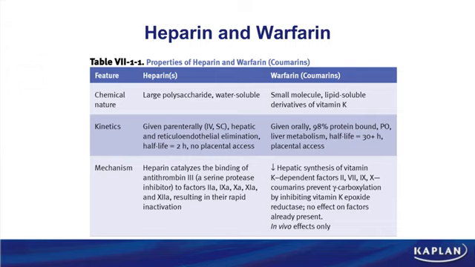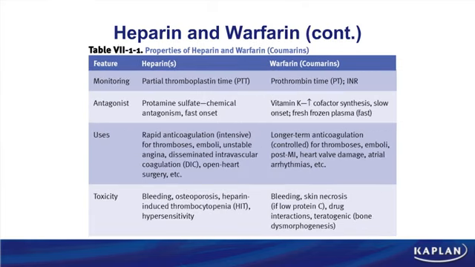When we take a look at the mechanism of heparin, heparin is going to catalyze the binding of antithrombin 3. Antithrombin 3 is a serine protease inhibitor. And when you activate antithrombin 3, you're going to rapidly inactivate clotting factors 2A, 9A, 10A, and 11A. So when you compare the onset of action, very important to note that heparin has a rapid onset, whereas warfarin has a slow onset. We'll continue by looking at some additional properties of heparin and warfarin.